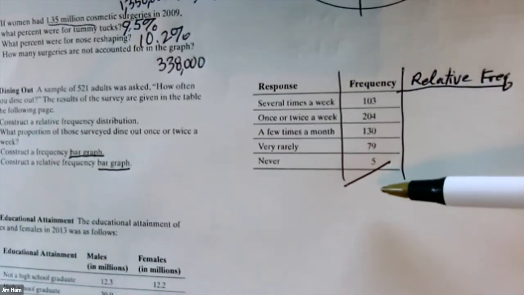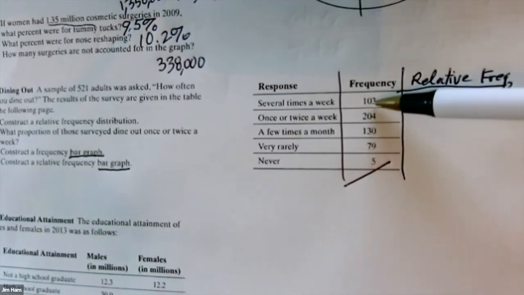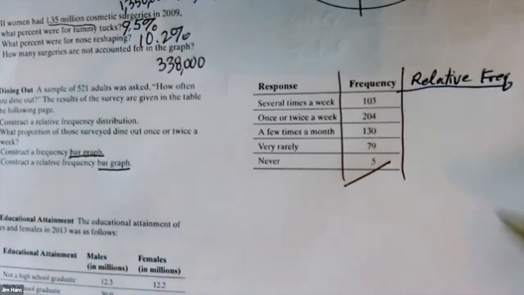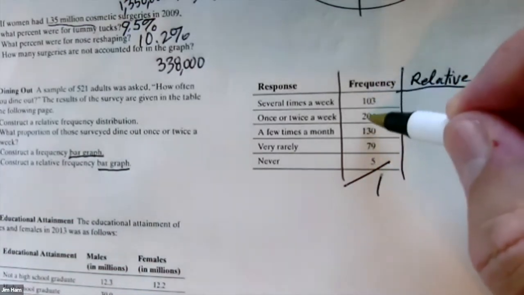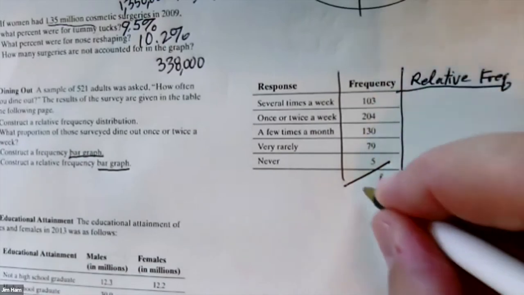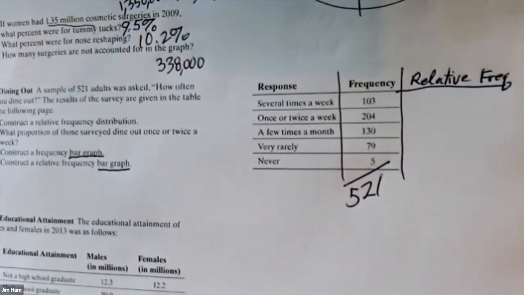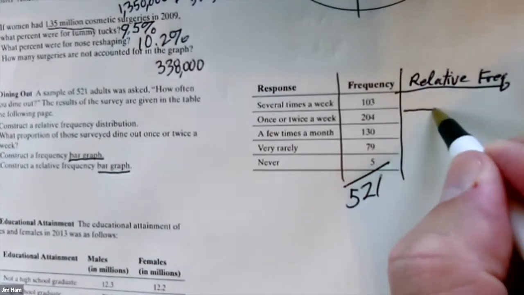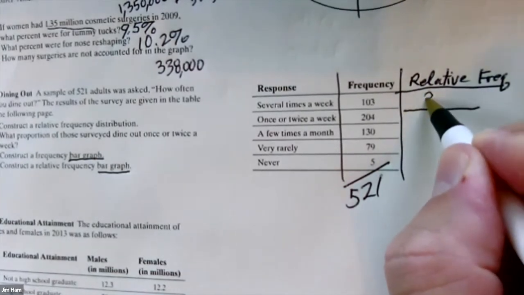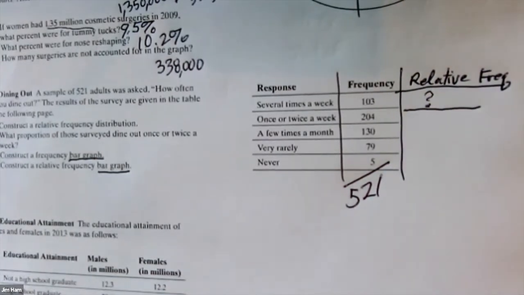Now, in order to calculate the relative frequency, we need to know the total. So we need to add up all these numbers. 7, 16, 21, 2, 5, 2, 5, 21. Okay, go ahead and complete this column. And let me just see if you're understanding things. Go ahead and tell me what number goes here. Go ahead and put it into the chat.